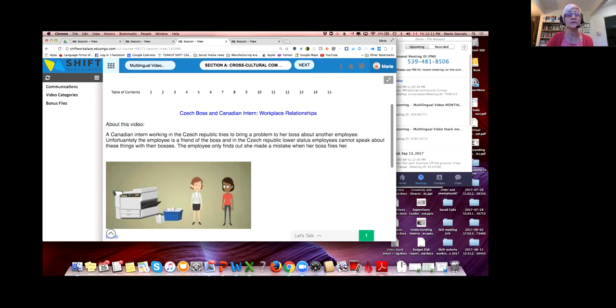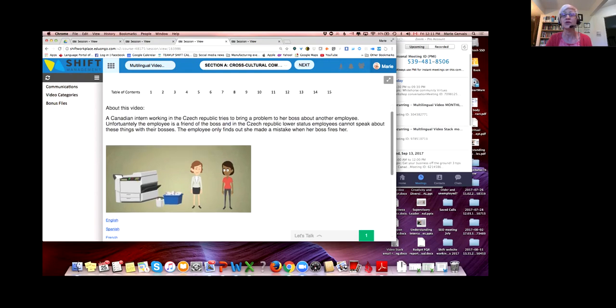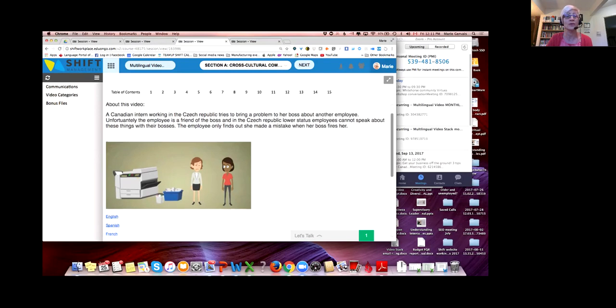This next one is another misunderstanding between 2 cultures. In this case, there's a Czech boss and a Canadian intern, and the Canadian is working for the Czech boss. And so there's a problem, and the intern is communicating in a way that you would in Canada, but that does not seem appropriate for the Czech situation. The boss is extremely insulted, and the Canadian loses her job over this situation.